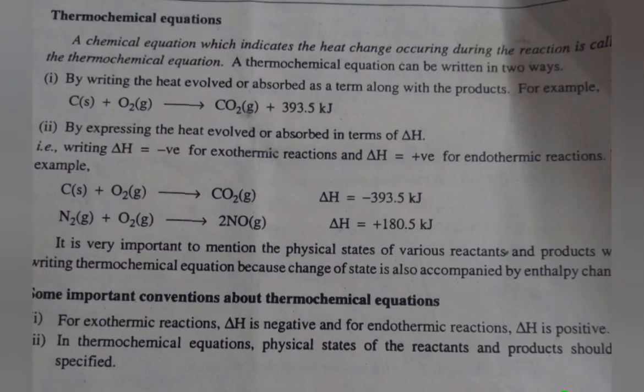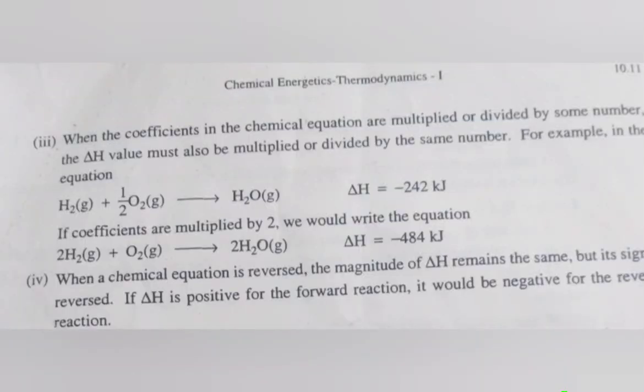Now we can see the important conventions about thermochemical equation. The first one: for exothermic reaction delta H is negative, and for endothermic reactions delta H value is positive, which we have already mentioned. The second point is that in a thermochemical equation, the physical states of the reactants and products, whether solid, liquid or gas, or if it is aqueous solution (aq) or vapor, should be specified. The third point is that when the coefficients of a chemical equation are multiplied or divided by some number, the delta H value also must be multiplied or divided by the same number.